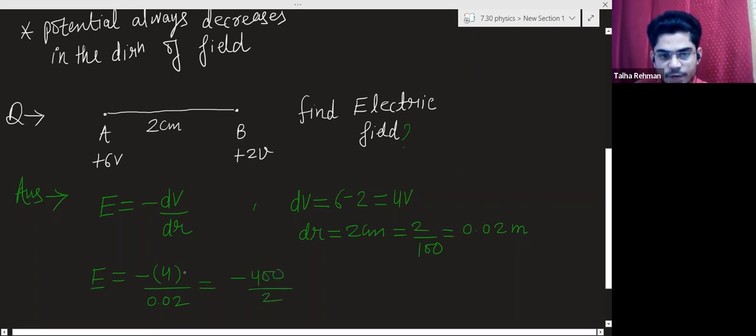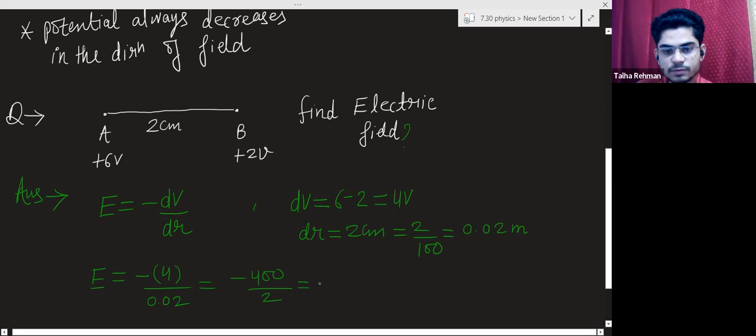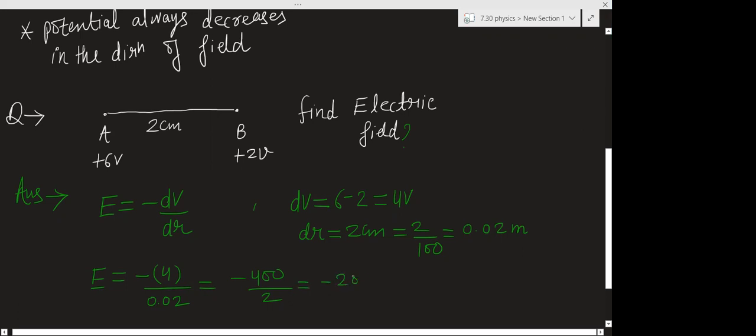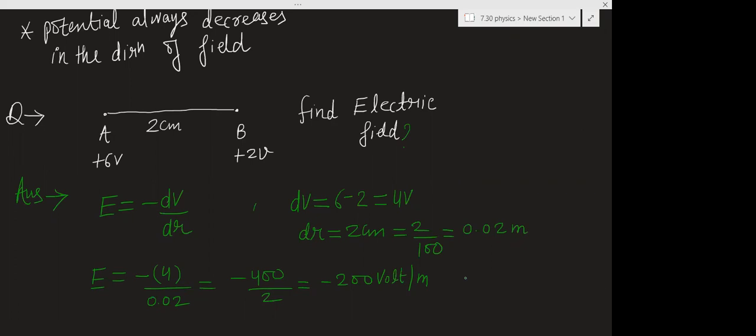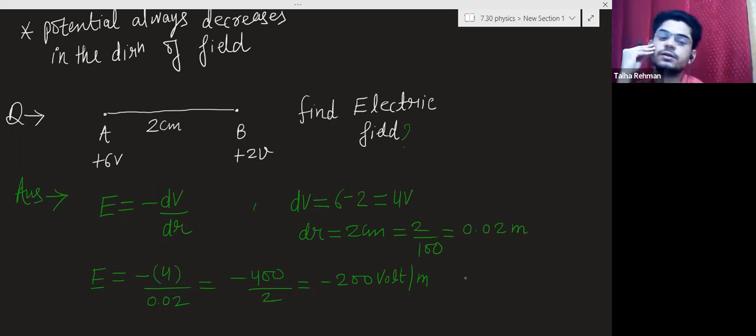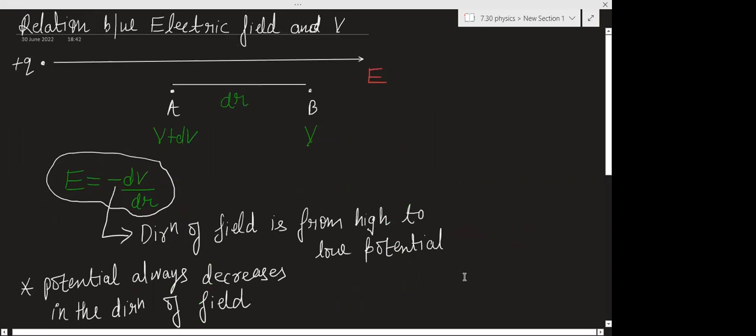And if we remove this decimal point, it means you have to multiply it with 100. So this will be minus 200, minus 200 volt per meter. This is our answer. Simple now. You have to put the value of potential and the separation between the 2 points. So please note it down.